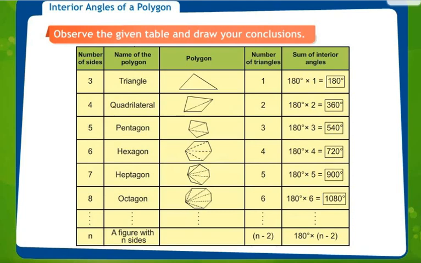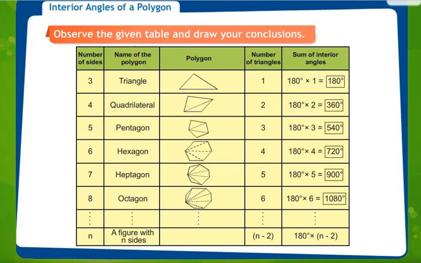Now the second figure you can see is a quadrilateral. Now inside the quadrilateral you can see two triangles. The sum for one triangle is 180, so two triangles will be 180 into 2. So in a quadrilateral, the sum of interior angles is 360. Now look at the pentagon. Here there are three triangles, so 180 into 3, which gives you 540.